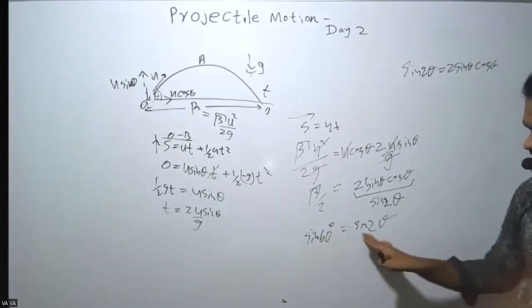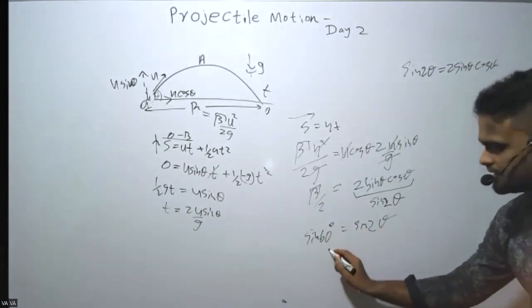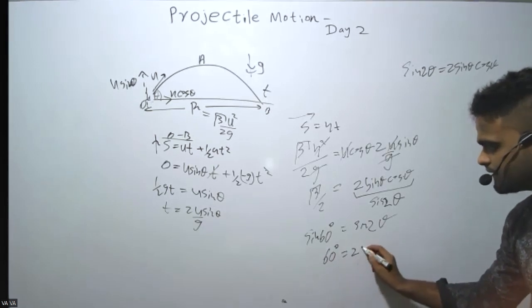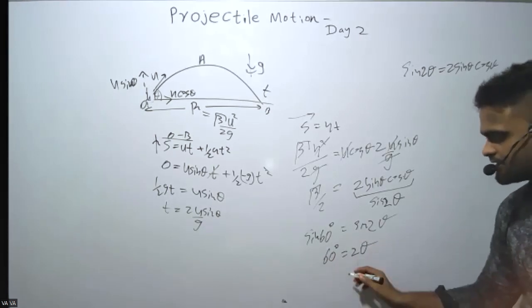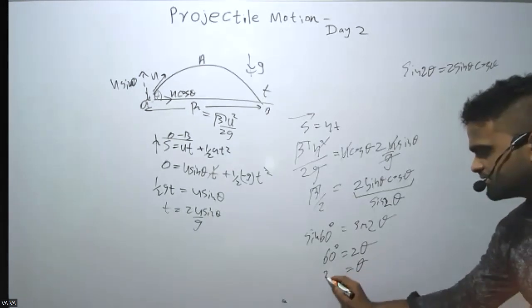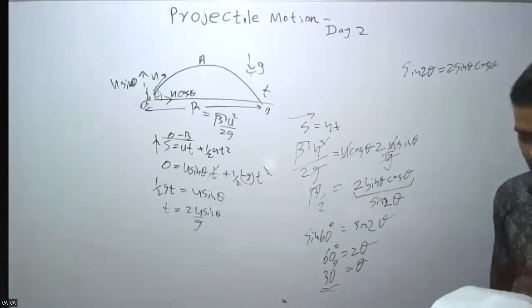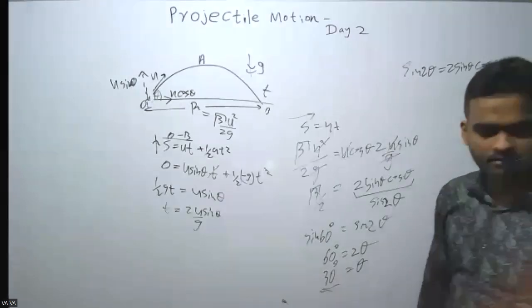So sine 60 equals sine 2 theta. Then 60 degrees is equal to 2 theta. Divide the equation by 2. Theta is 30 degrees.